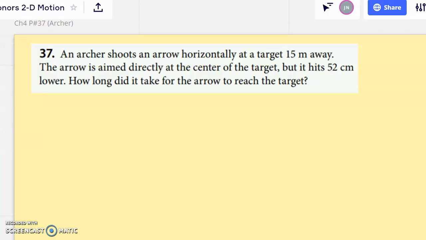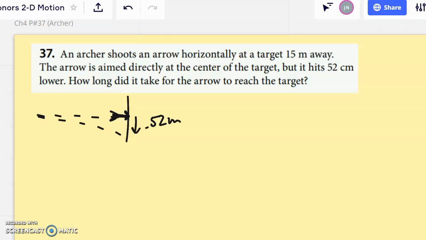Let's try some of those projectile motion homework problems from last night. 37 says an archer shoots an arrow horizontally at a target 15 meters away. The arrow is aimed directly at the center of the target, so if there was no gravity, the arrow would fly right out there and it would hit the target, right here. But there is gravity, and so it actually comes down and it falls down to here, and that's 0.52 meters. That's 52 centimeters down.